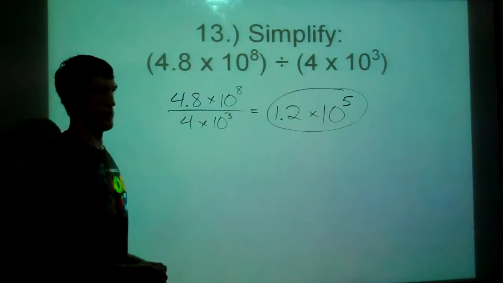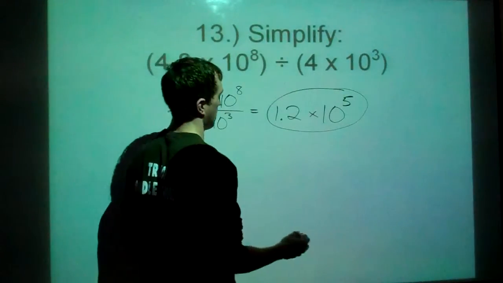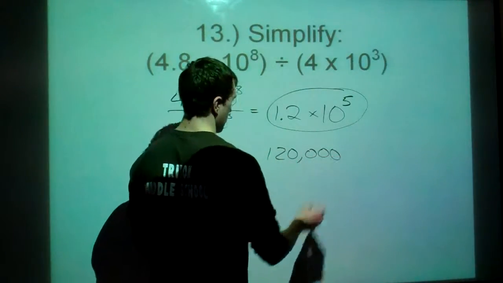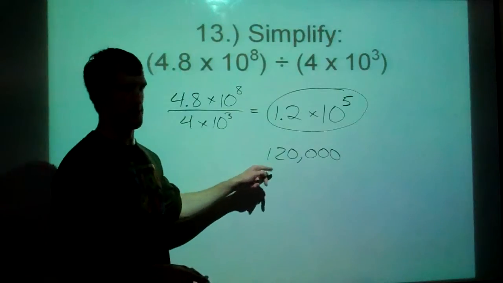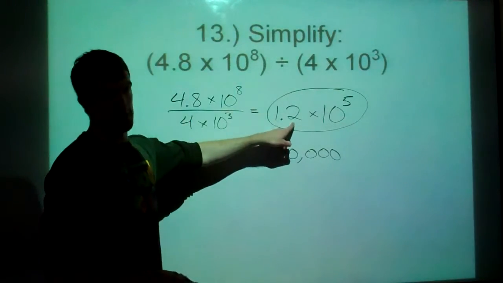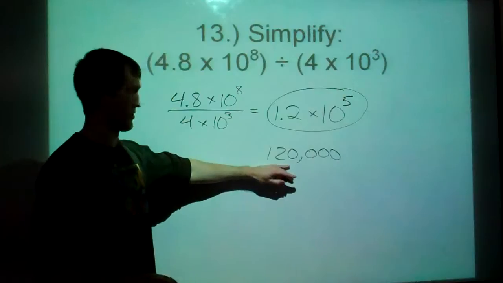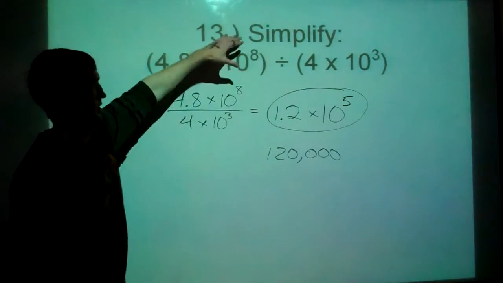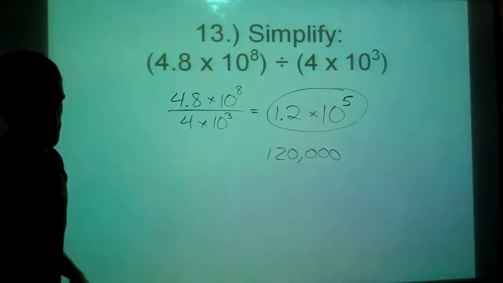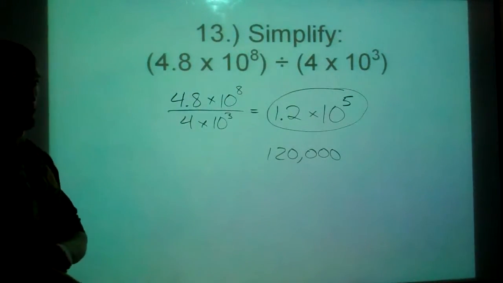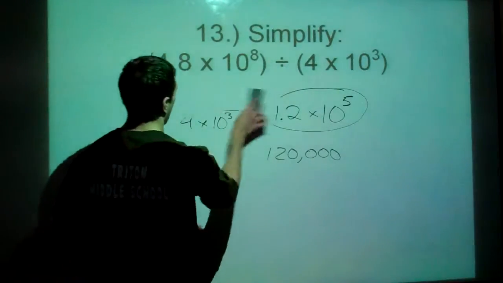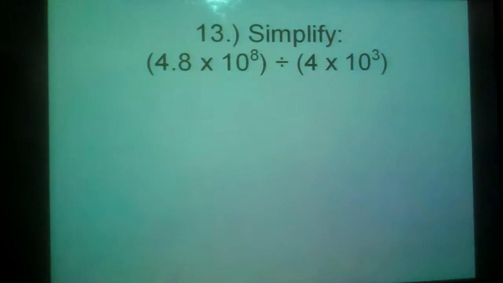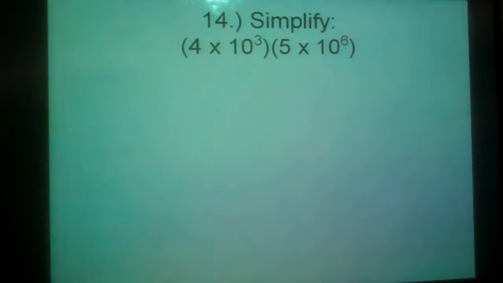Many students will give me this answer, 120,000. This is also okay. This is the standard form version of this answer, and the other is the scientific notation form. All this said is simplify. So unless it specifies what form it needs to be in, I don't care which answer you give me. There's that one. Number 14 is similar except we are going to be multiplying.